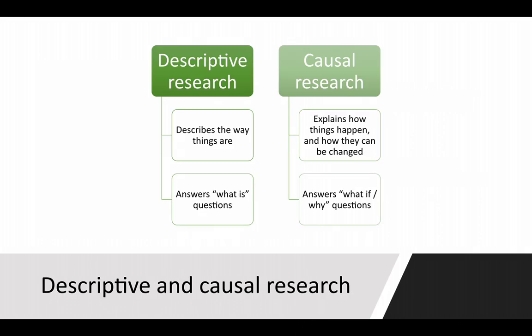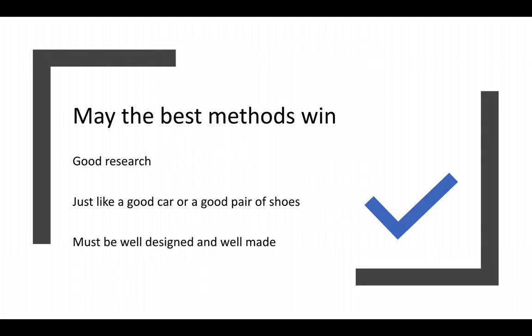Now, as we mentioned, there are two kinds of questions. If you are dealing with a descriptive question, then very likely you are conducting descriptive research, right? Describing the way things are. And if you are dealing with causal questions, then you are conducting causal research, because you try to explain how things happened and how they can be changed, and ask, what if something happens, will this lead to other things happening, right? So the causes and the effects, right? If you are doing that kind of research, we call this causal research. So our best hope is, of course, may the best methods win. All right.